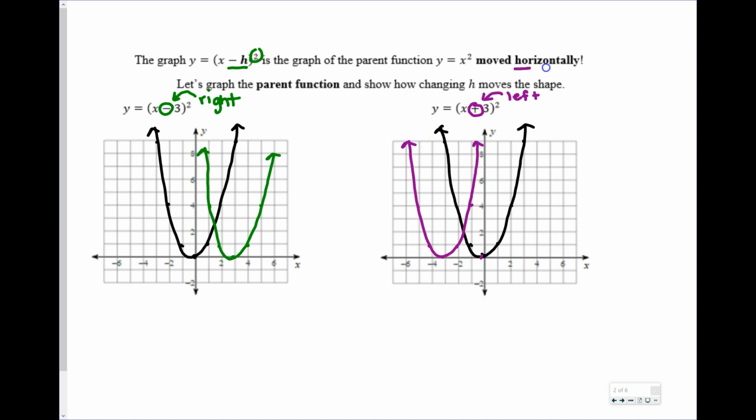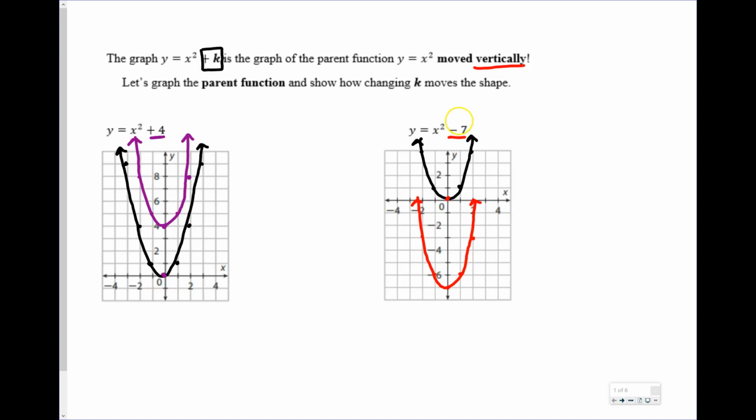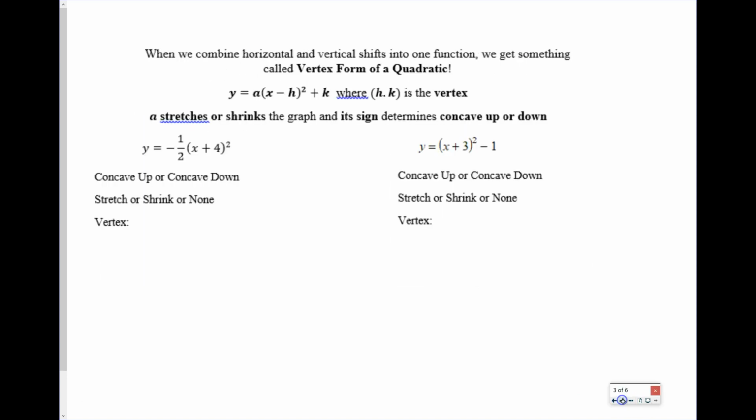That is a horizontal shift. That moves left to right. So the main core learning of this target is being able to notice what's in the parentheses and what's outside the parentheses, and being able to move that parabola around the grid without having to make a table and saving you some time. So this is called vertex form when we put it all together.